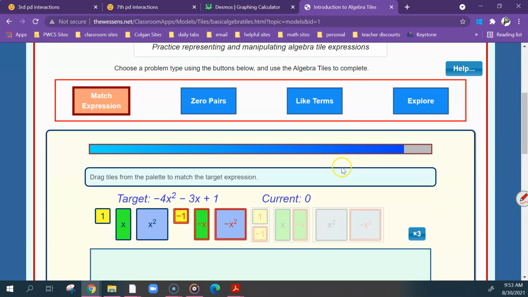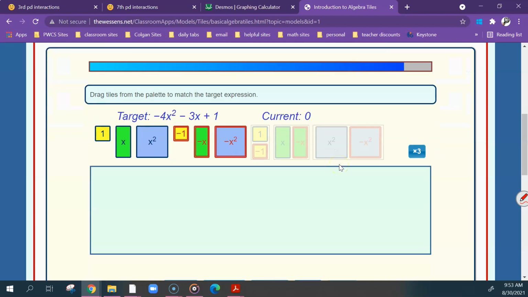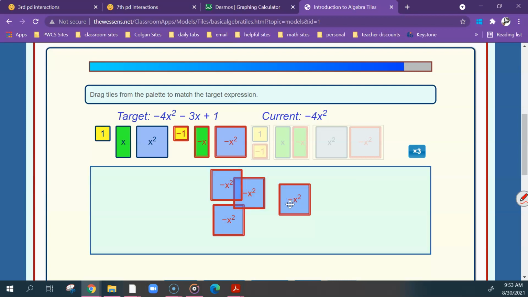I don't think it gets harder than this. Let's do this last one and then I'll let you go grab your phones. Negative 4x squared minus 3x plus 1. 4 negative x squared. 4 negative x squareds. And then 3 positive x's. Would they be positive or negative? Positive. Sure. Wait, no, shoot. It's okay. So they'd be negative? Yeah.